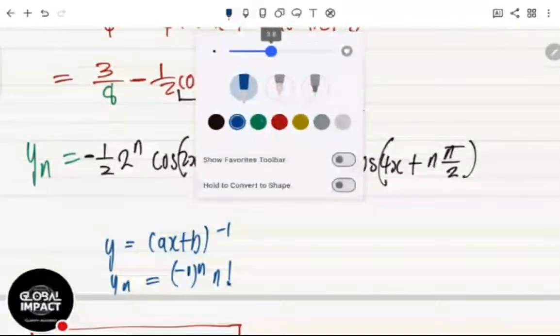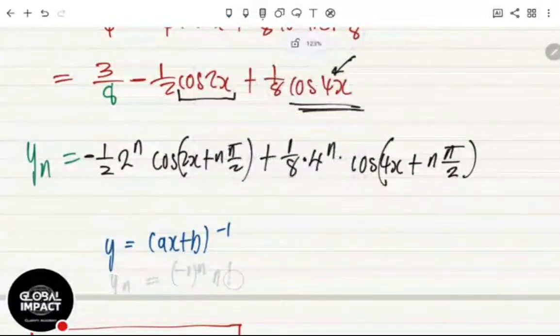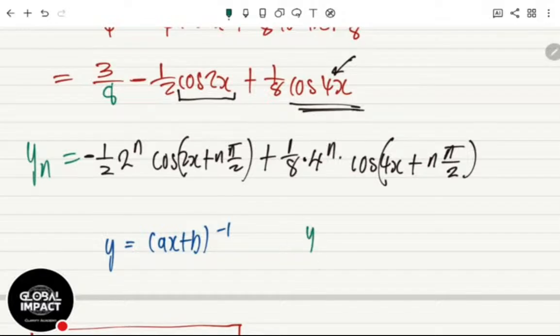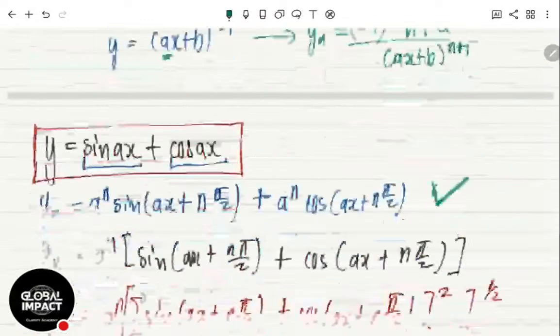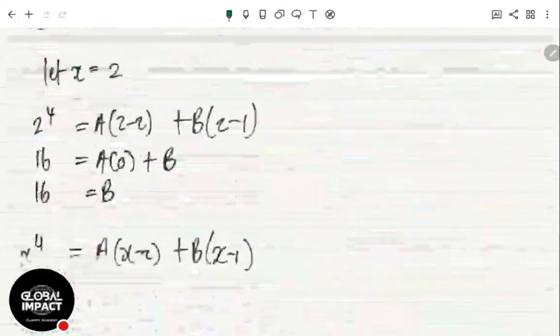It has 4 things, okay? So let me rewrite it. Yn will be equal to negative 1 to the n, n factorial, then a to the n, all over ax plus b, and ax plus b in the bottom is to the power of n plus 1. To the power n plus 1.